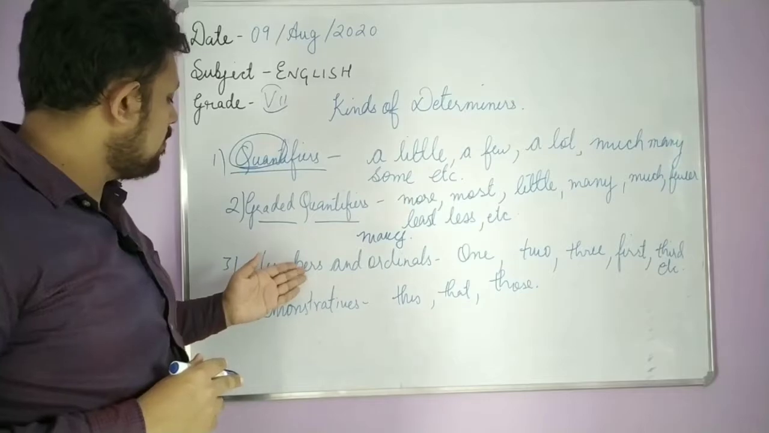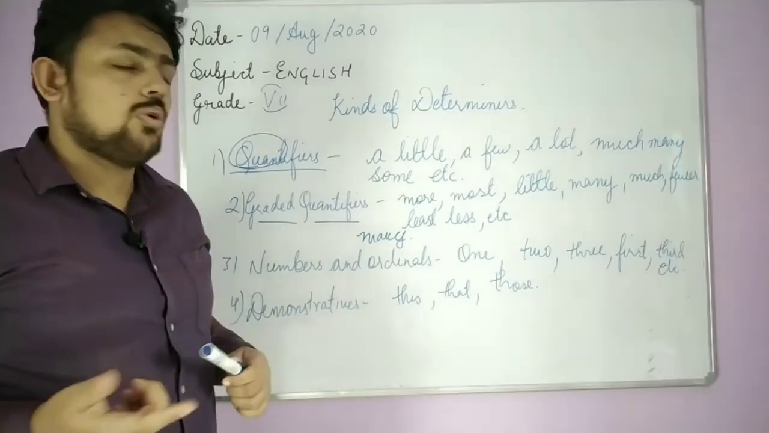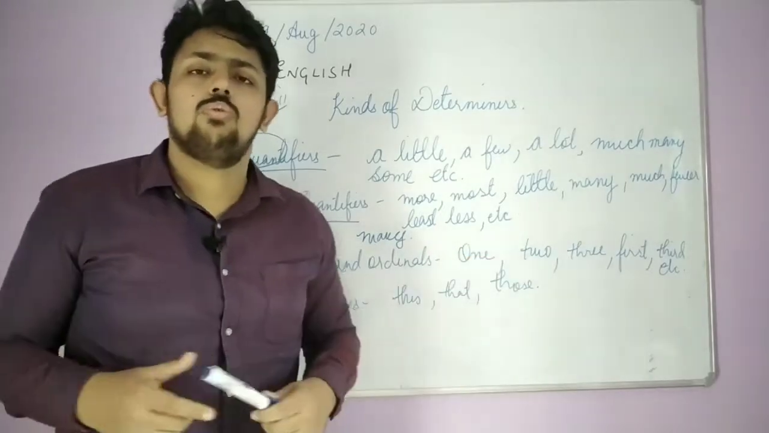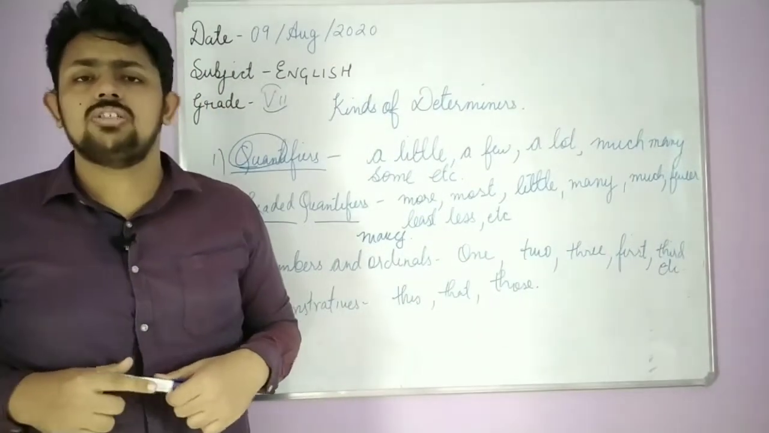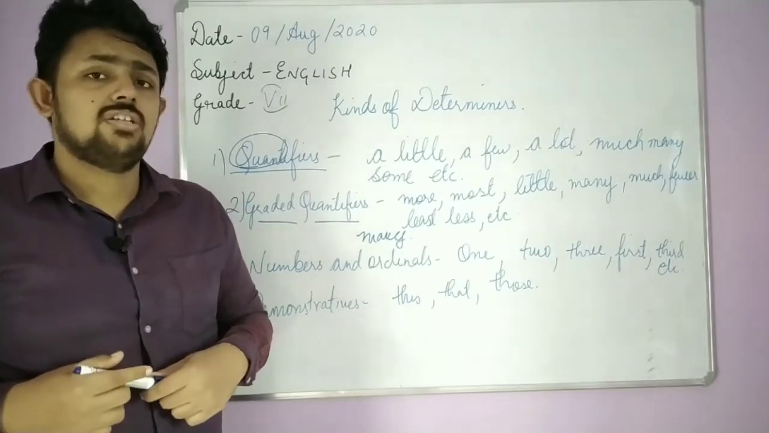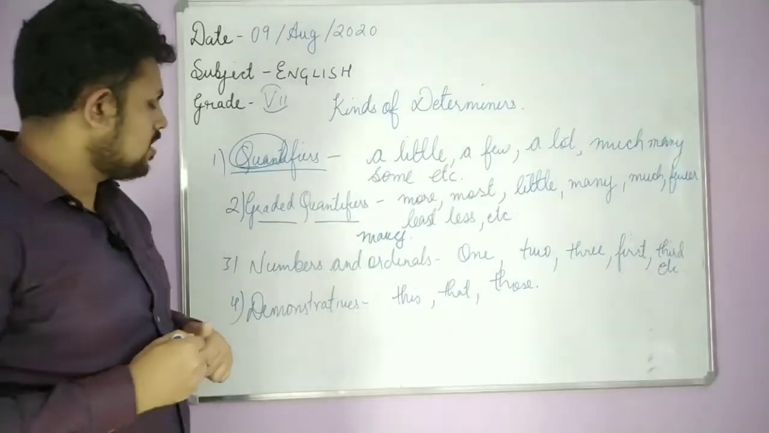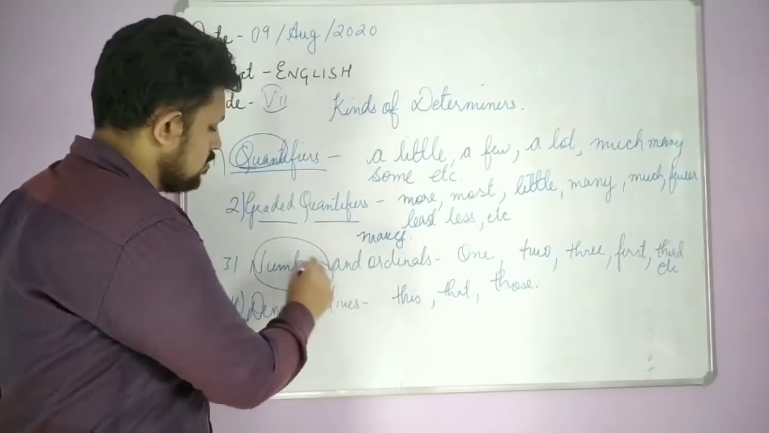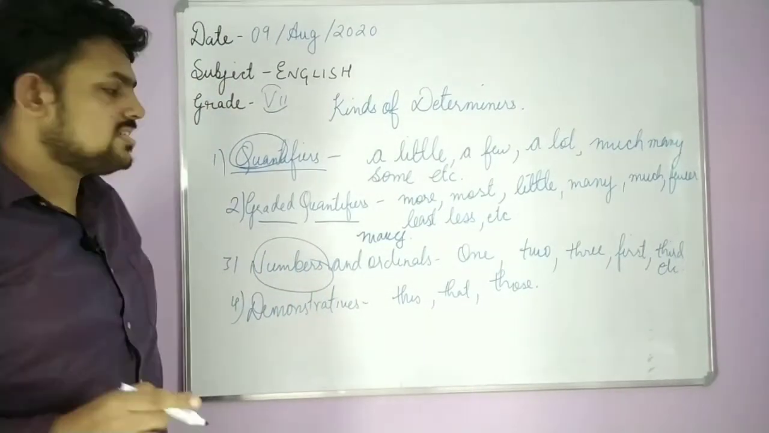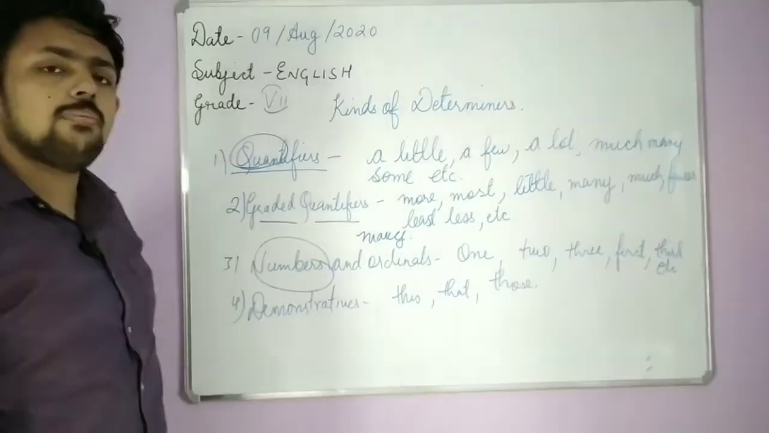Now coming to the third, the numbers and ordinals. You know what numbers are: 1, 2, 3, 4, all that. How many boys are there? There are 3 boys. How many girls are in your section? There are 37 girls in my section. So the noun girls is defined by the number 37. So it is a determiner.